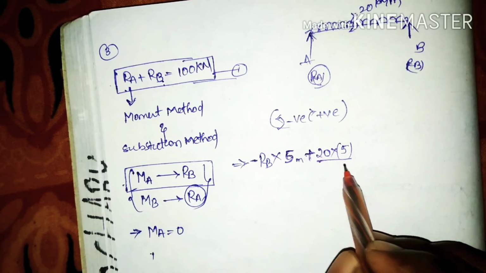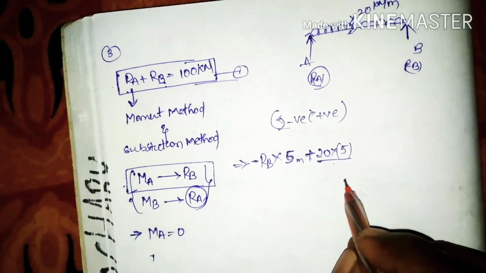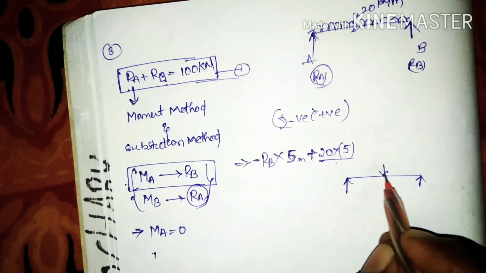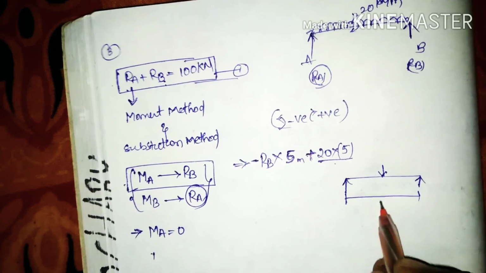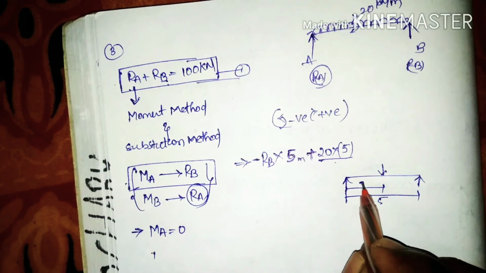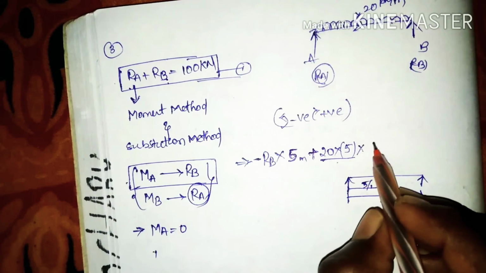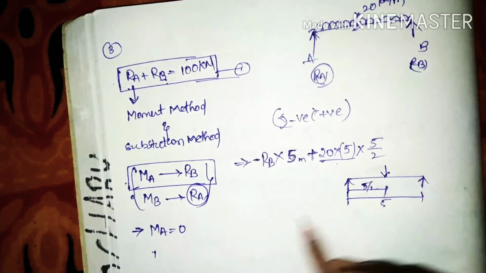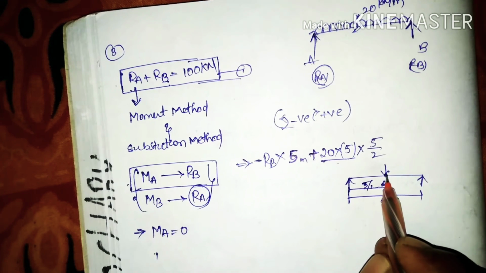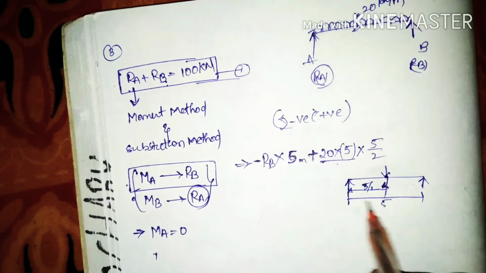The UDL is converted as a point load. When it is converted as a point load, it is going to act at the midspan of the beam, such that this is 5 meters. Now from here to here is 5 by 2, so we are going to multiply with 5 by 2, because taking the moment from the midspan, the distance from the midspan is 5 by 2.